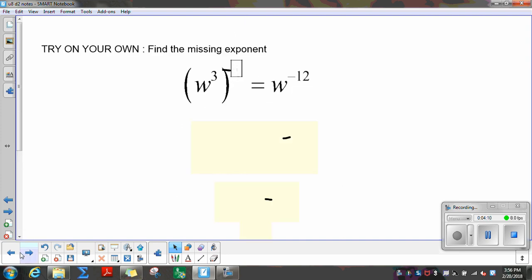So last one is this one where you're going to find the missing exponent. So go ahead and give that one a try. That one should be pretty easy.